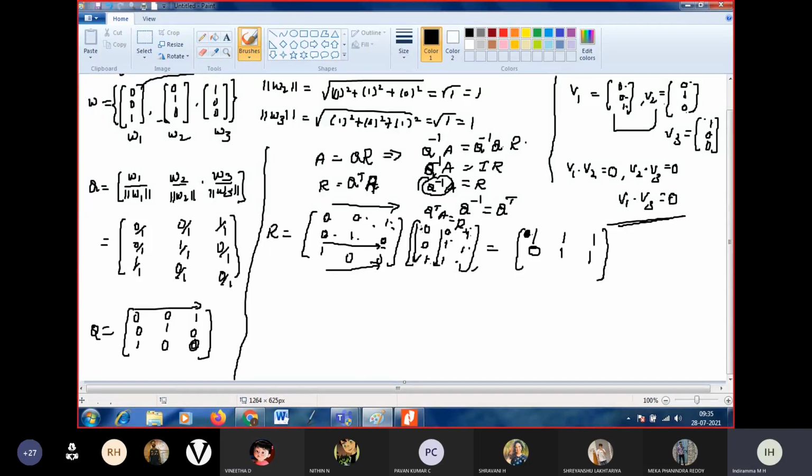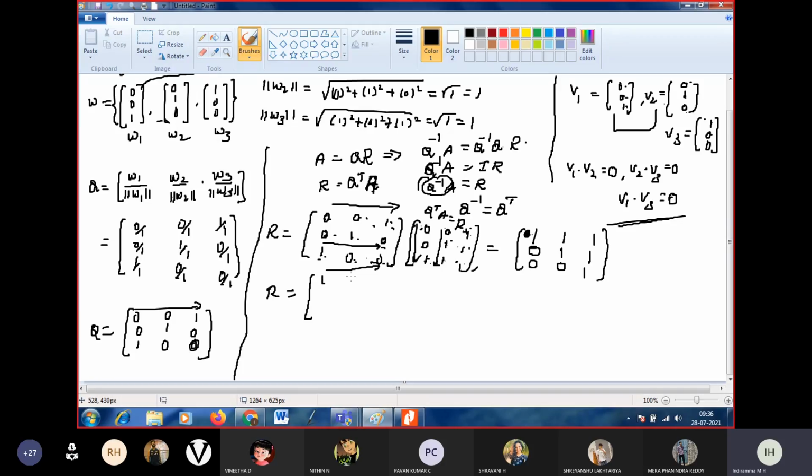Third row, first column is 1 into 0, 0 into 0, 0 into 1. Is it 0? Yes, ma'am. Okay, next third row, second column: 1 into 0, 0 into 1, 0 into 1. It is also 0. Is it right? Yes, ma'am. Next, third row, third column: 1 into 1, 0 into 1, 0 into 1. So it is 1. Correct? Is it right? Yes, ma'am.